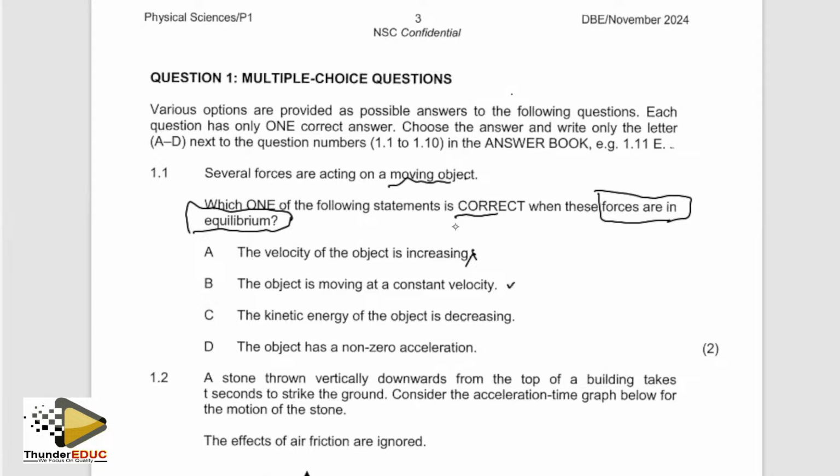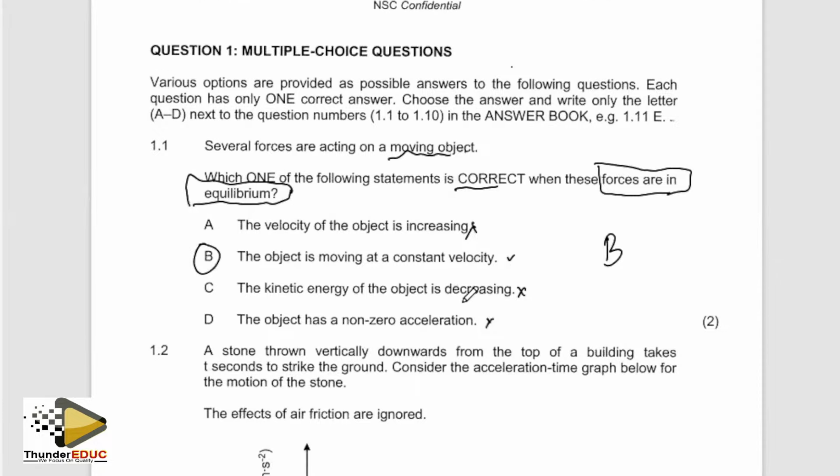The kinetic energy is decreasing? No. The object has a non-zero acceleration? I'll say that is also wrong because the velocity is constant, which means the acceleration must be 0. So option B would be my option for 1.1.